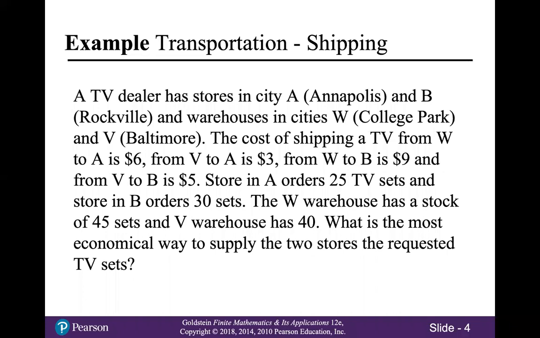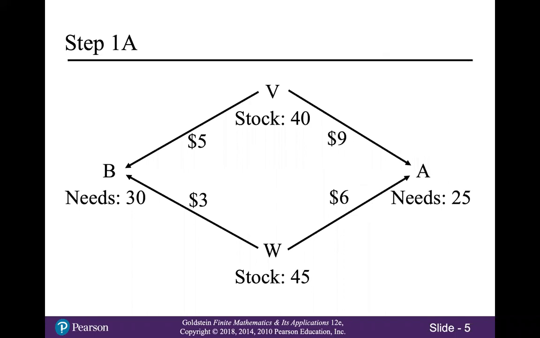So the first thing that's very helpful to do in a problem like this is to make a diagram. There was a lot of information flying around there. And maybe just show you for a second what makes this problem kind of interesting, and the answer is not super obvious. So, for example, the cheapest way to get TV sets to store B is from warehouse W.